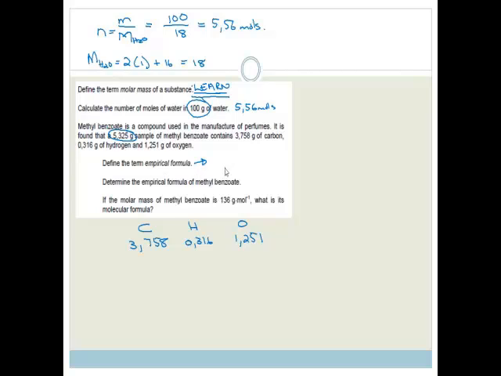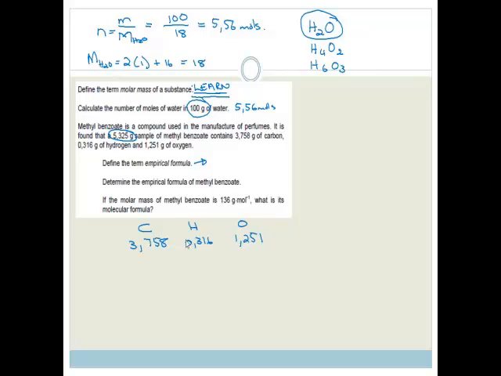Okay, it says define the term empirical formula. Empirical formula is just the formula of the compounds in their simplest ratio. In other words, if we had water, the empirical formula for water would be H2O. But you could also get H4O2, or you could get H6O3. These are all water, except the fact is this is the empirical formula of water. Okay, so now it says determine the empirical formula of methyl benzoate.